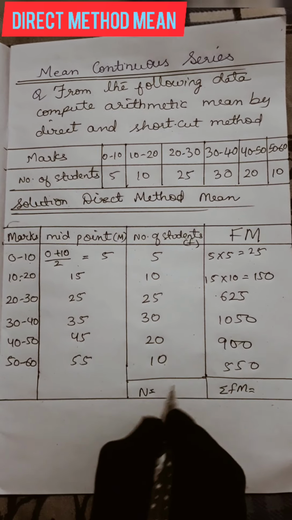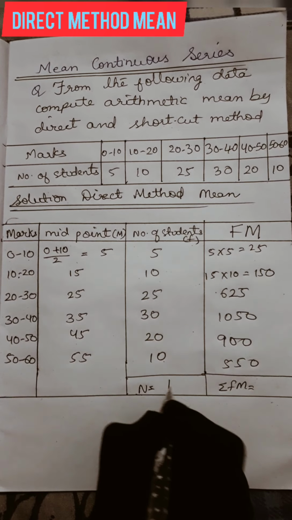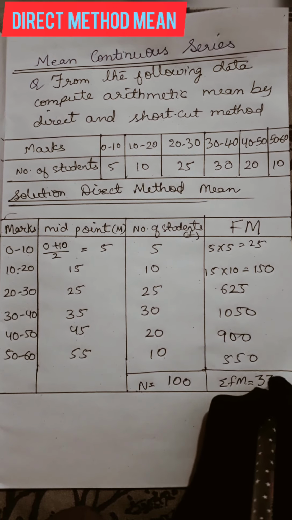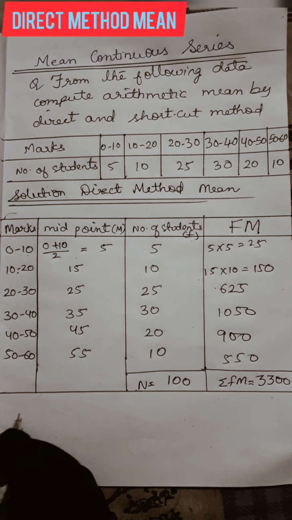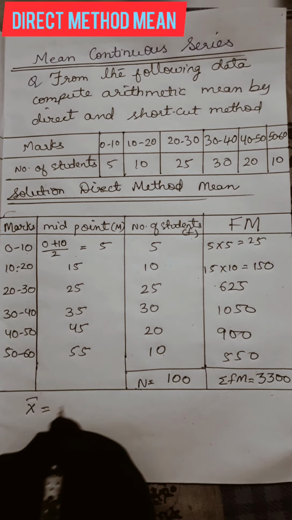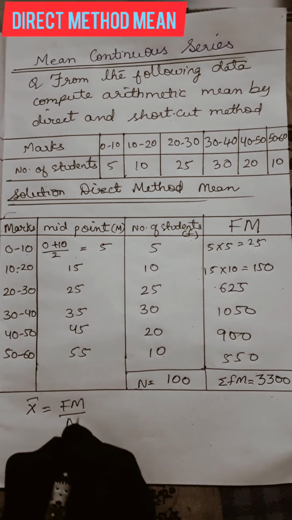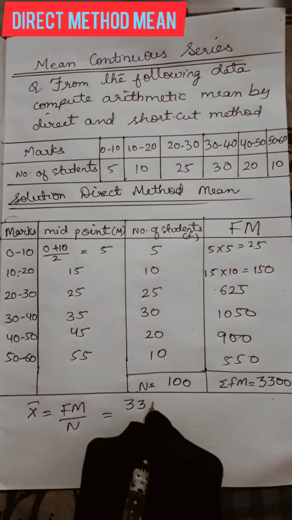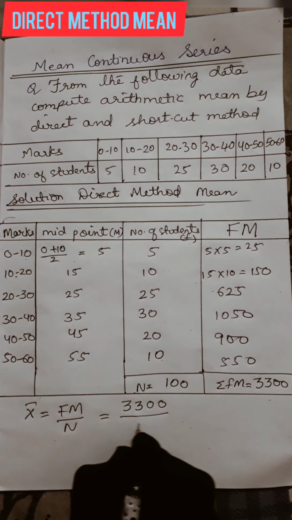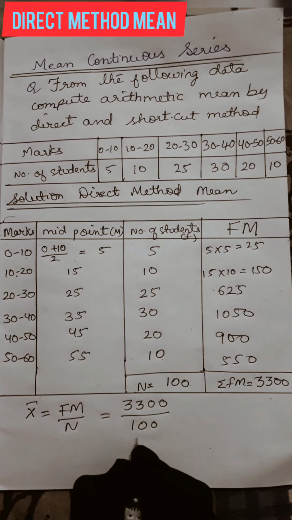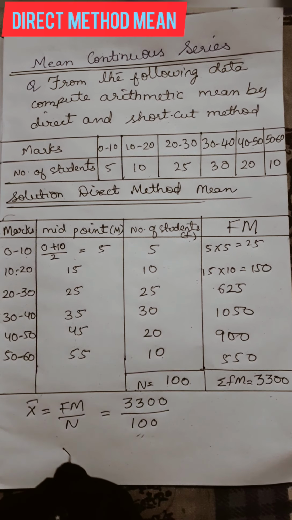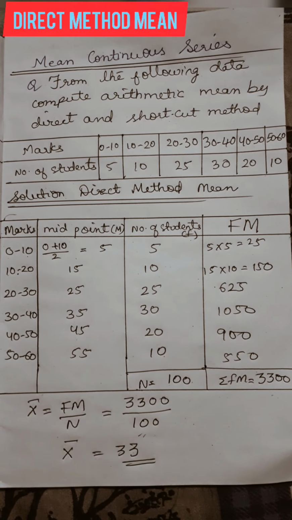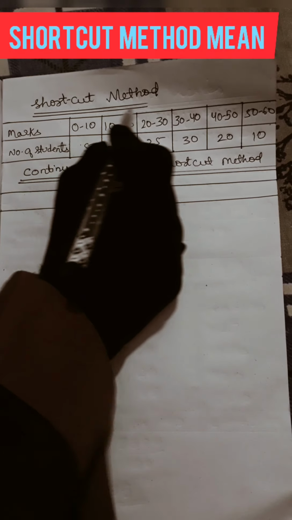Now do the sum of frequency, we will get n is equals to 100. Do the sum of FM, we will get 3300. The formula of mean is mean is equals to sigma fm by n. The sum of fm is 3300 and the sum of frequency is 100. Divide both the numbers. 3300 by 100 we will get 33. Here we are done with the direct method.